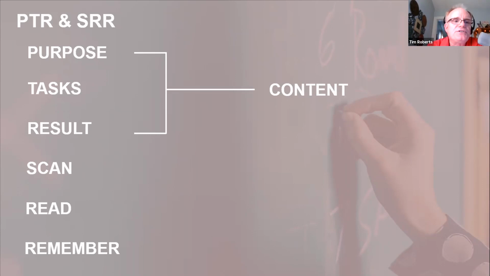Purpose, task, and result, the PTR portion, this is where we make decisions about the content. What's going to go in this assignment? What do we want the students to accomplish? And what will it look like?